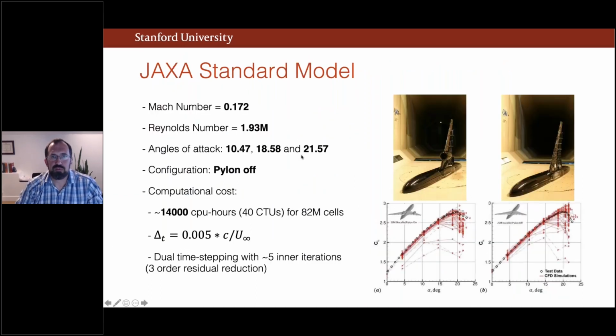Another case performed with the scale resolving capabilities of SU2 is the JAXA standard model. This case was used as part of the third high lift prediction workshop, where a number of different simulations were performed by academic and commercial groups. The test case is shown here with both nacelle pylon on and off, but for our simulations, we kept the nacelle pylon off.